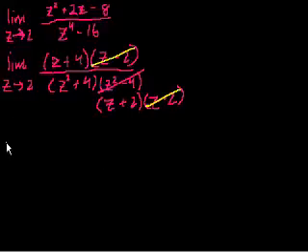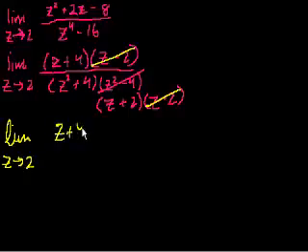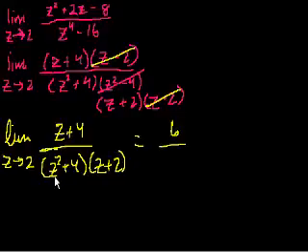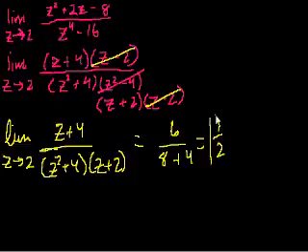This is equal to the limit, and I've changed colors arbitrarily, as z approaches 2 of z plus 4 over z squared plus 4 times z plus 2, which is equal to what? That's 6 over, 2 squared plus 4 is 8, and then 2 plus 2 is 4. 6 over 32 is... 6 over 12? Let me restate: 6 over 12 is equal to 1/2. There you go. I thought that was a pretty interesting problem.